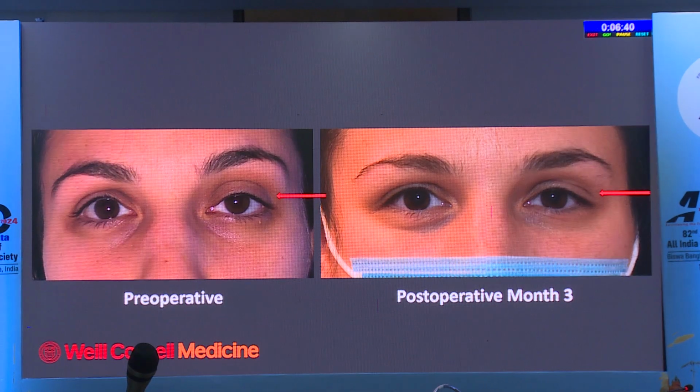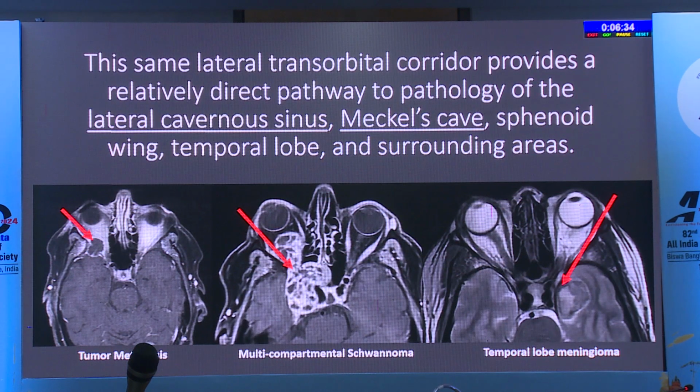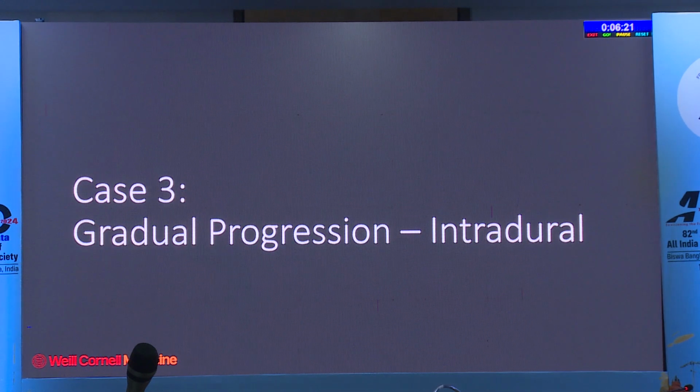And this is our patient at month 3, with fairly limited morbidity compared to what a young patient would go through with a craniotomy, and she had resolution of all of her symptoms. So this same corridor provides a really direct pathway to pathology in multiple locations. We've done intradural and extradural. The key is starting small, getting comfortable with the equipment and the approach, and having a good, close working relationship with your neurosurgeon.